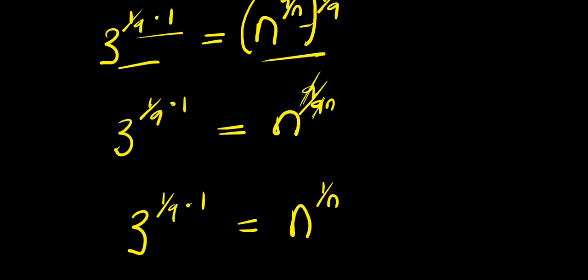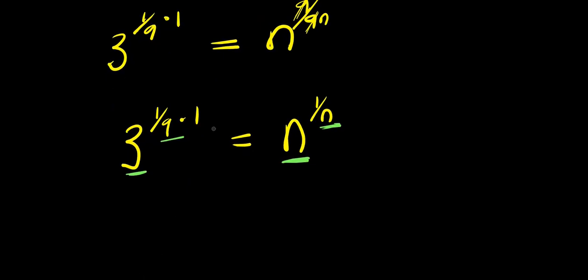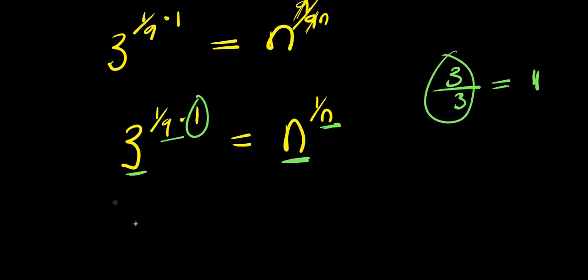Now, at this point, n here, n here. But here we have 3 and 9, which are different, so we need to make them the same. For us to achieve that, we apply the concept of equivalent fractions. If I have 3/3, this is just like writing 1. So I'm going to replace this one here with 3/3. So I'll simply have 3^(1/9 times 3/3) equals n^(1/n).